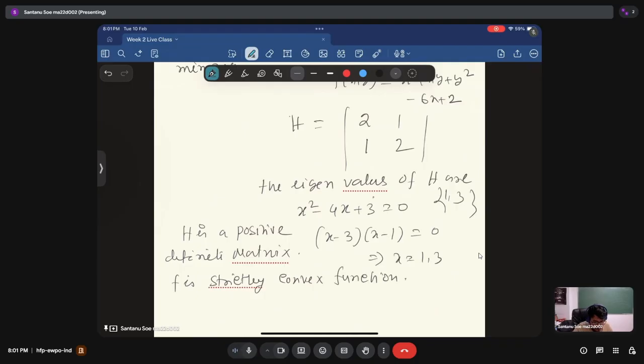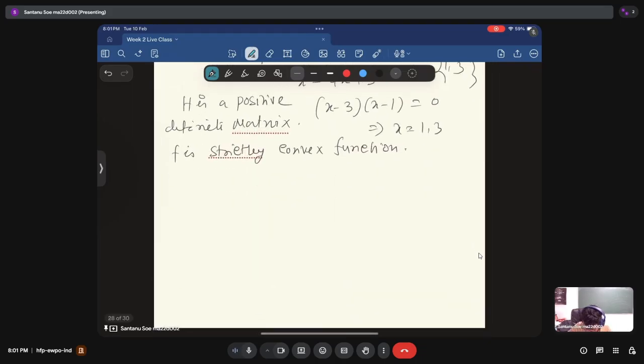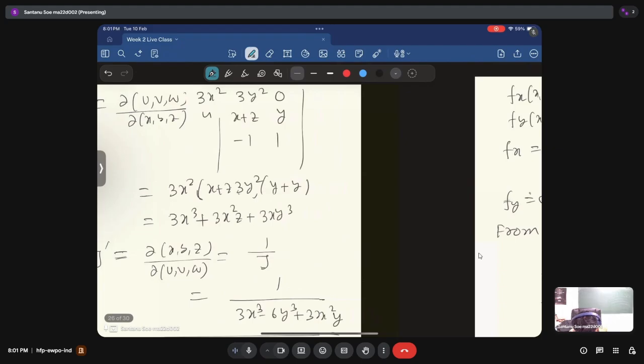And since f is a strictly convex function, it will have at most one global minimum. And since we have found that (4, -2) is a point of local minimum, it will be the only point of global minimum in this case. So that's why this is not just a point of local minimum, it's a point of global minimum also. Okay, so now we have to find the other critical points.